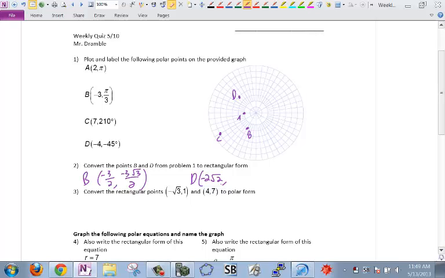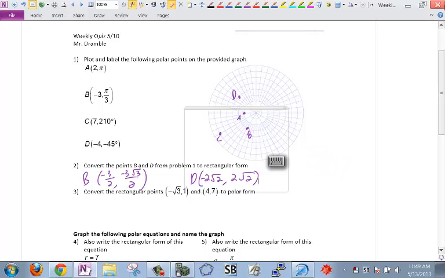The sine of negative 45 degrees is a negative radical 2 over 2. So when you multiply that by negative 4, you get a positive 2 radical 2. So there's points B and D in rectangular form. Both of them are just using our cosine theta and our sine theta to get the x and y coordinates. Agreed?